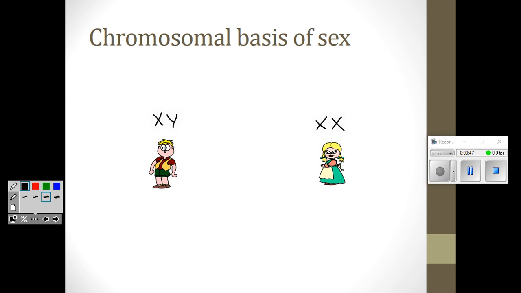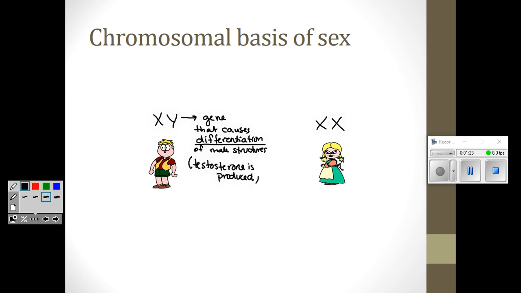They don't look different. Female is like the default program for a human embryo. If a person has a Y chromosome, it has a gene that causes differentiation of male structures. And the reason that this happens is that when this gene is expressed, testosterone is produced.